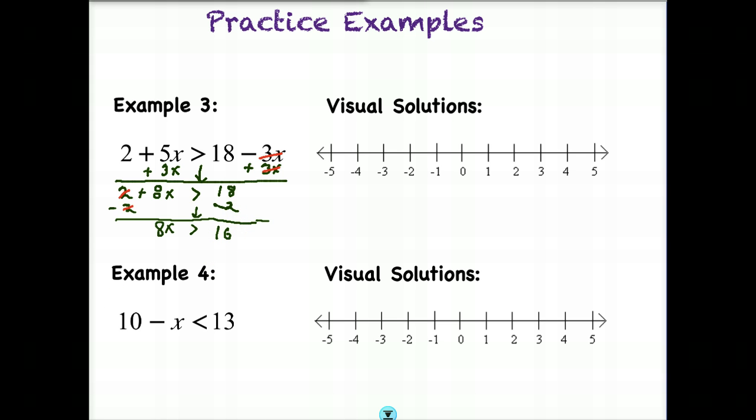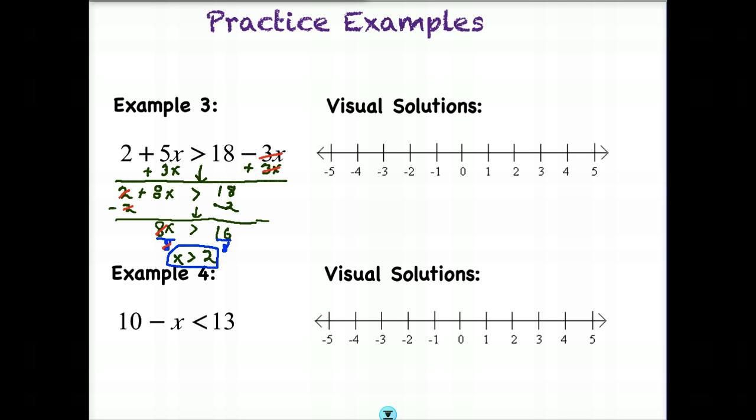Okay, our final step is to divide by 8 in order to isolate my x. Divide both sides by 8. And I will be left with x on this side because 8 divided by 8 is just equal to 1, or 1x. Do I need to switch the sign? Not in this case because I did not divide or multiply by a negative. So my sign stays as greater than. 16 divided by 8 is 2. Okay, my final answer then is x is greater than 2.